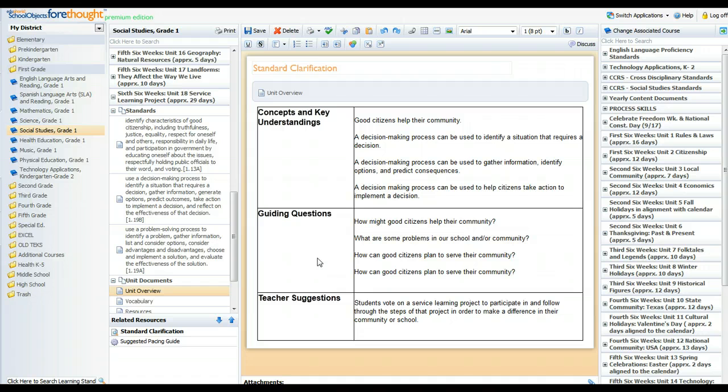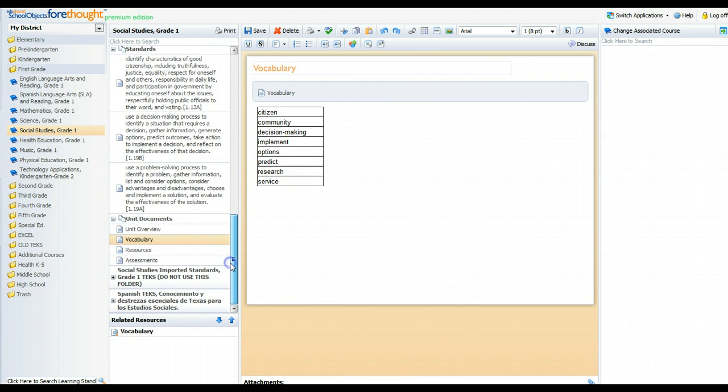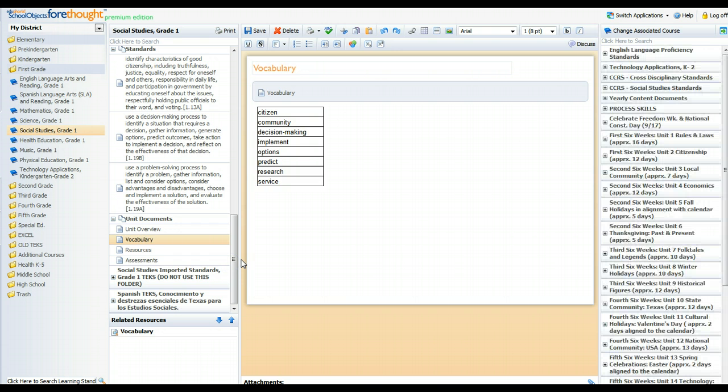Some of your guiding questions might include, how might good citizens help their community? What are some problems in our school and or community? How can good citizens plan to serve their community? Our suggestion is that the students vote on a service learning project to participate in and follow through the steps of that project in order to make a difference in their community or school. Your vocabulary is: decision making, community, implement, options, predict, research, service.